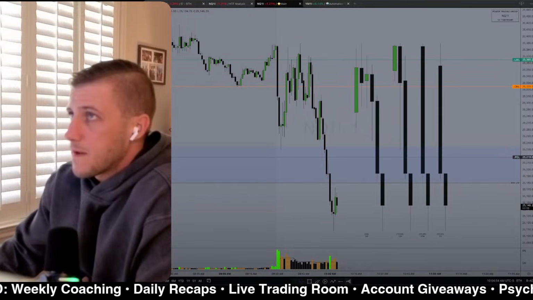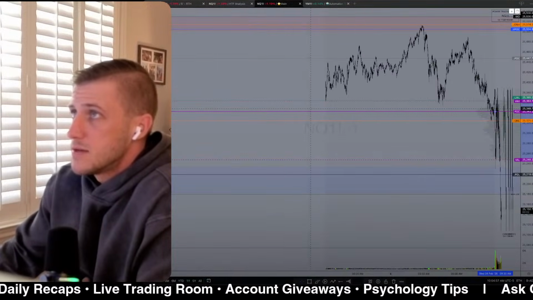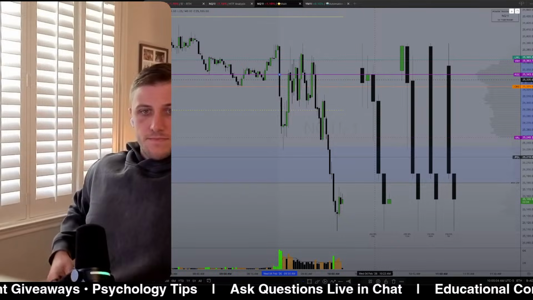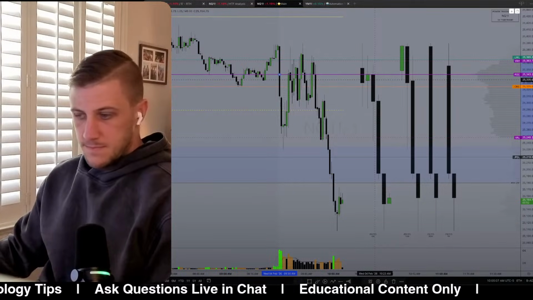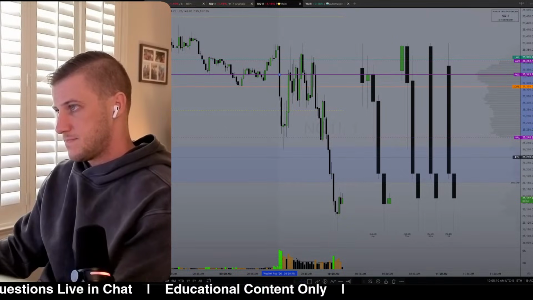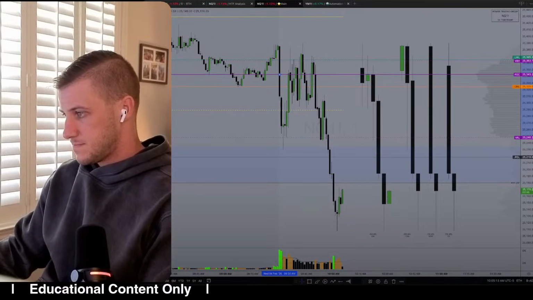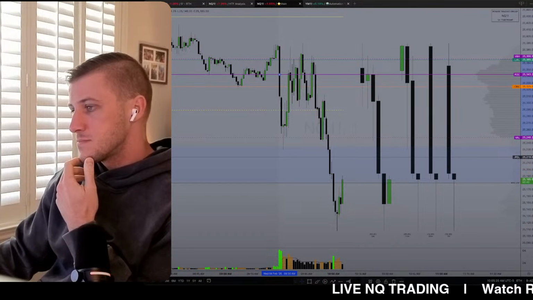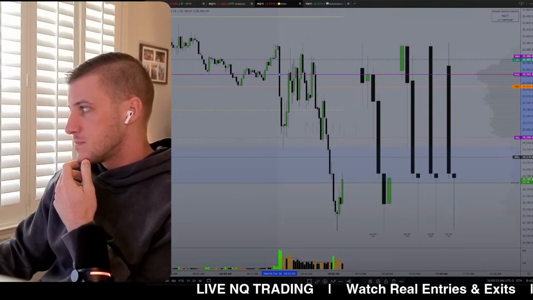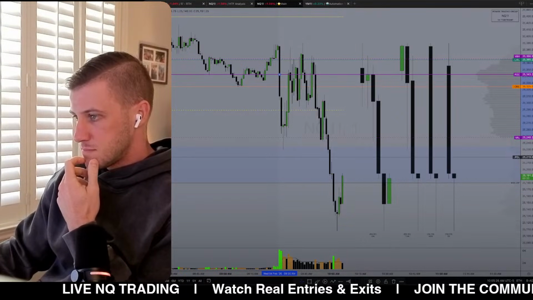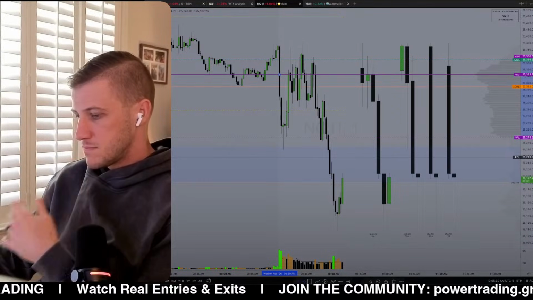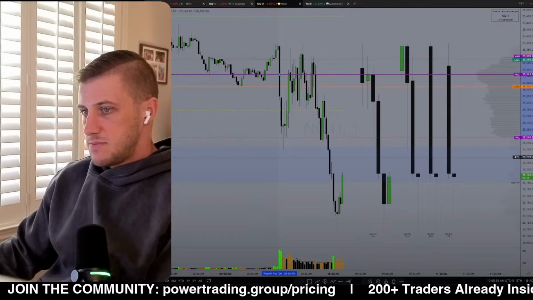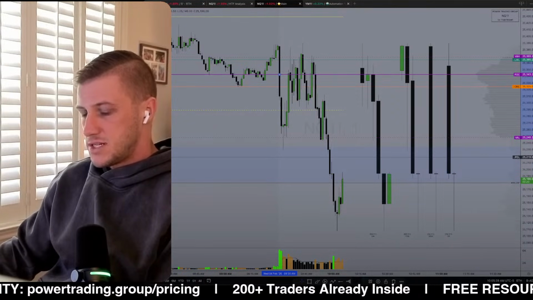Let's bring out that RTH profile here. There it is. Okay, so a little look above 180. Question is, can we see price hold above 180? If so, I'll look for an entry.